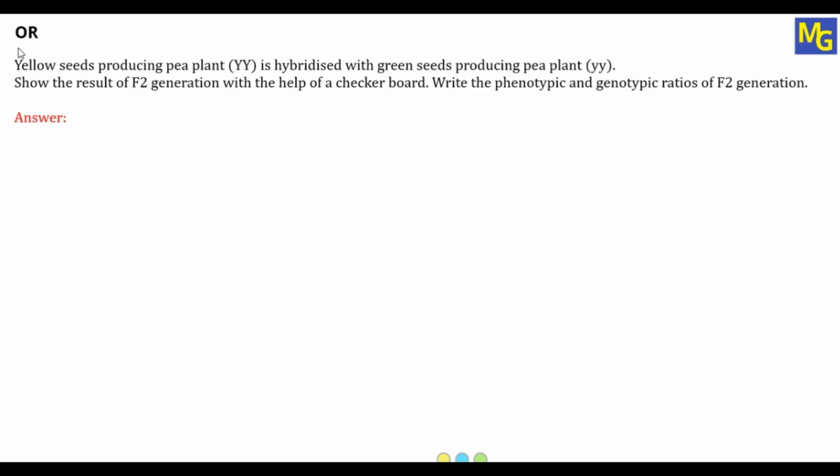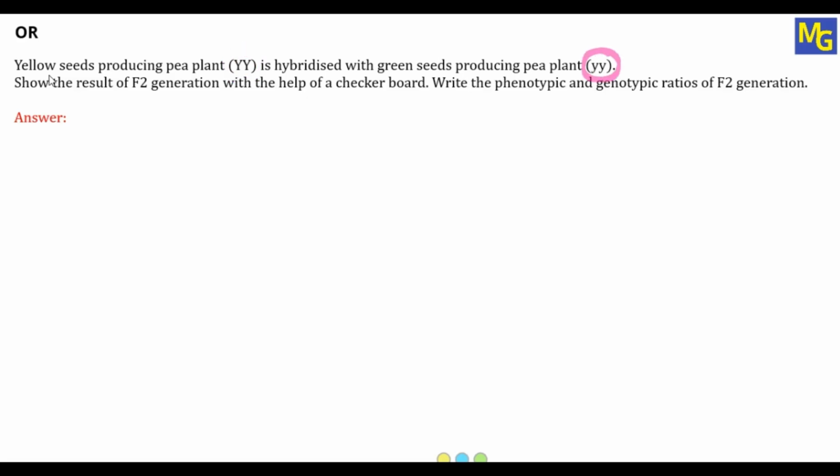So now we will see the next question, that is the OR question from question number 35. This is again from the heredity chapter. A yellow seed producing pea plant is hybridized with a green seed producing pea plant. Here yellow seeds are denoted by capital Y, so it is the dominant one, and green seeds are denoted by small y, so it is the recessive one.